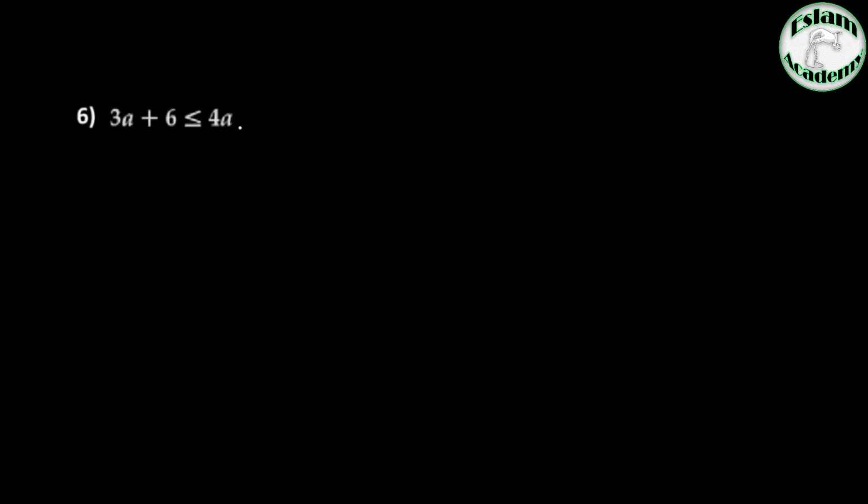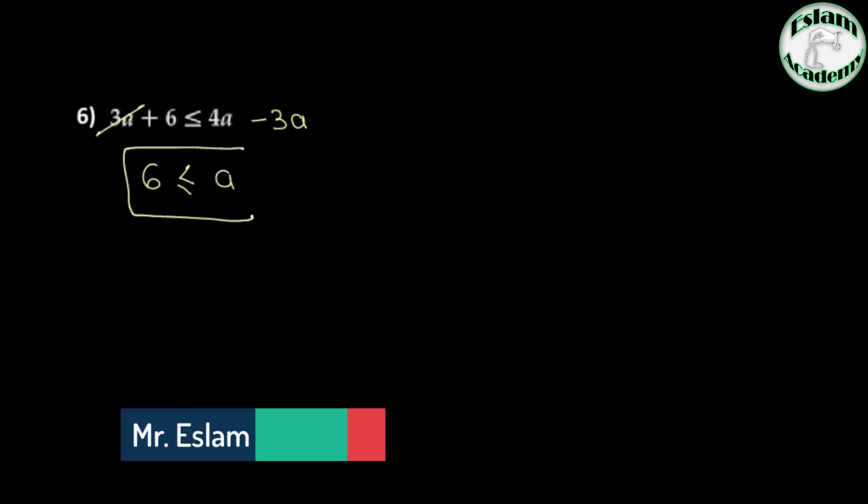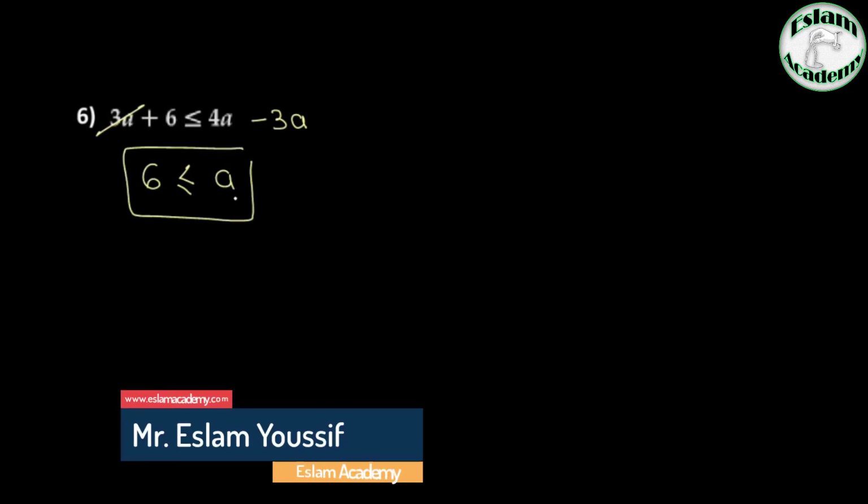3a plus 6 is less than or equal to 4a. Because we have a variable on the left hand side and the right hand side, we'll collect all of the variables on one side and all of the numbers on the other side. So we can shift 3a from the left hand side to the right hand side by subtraction. So now it will be 6 less than or equal to 4a minus 3a, which equals a. So the solution now will be 6 less than or equal to a, or we can say that a is more than or equal to 6.